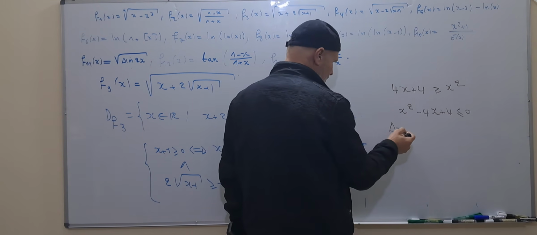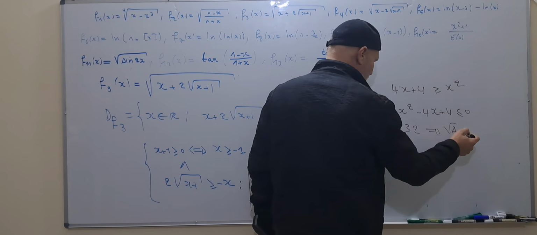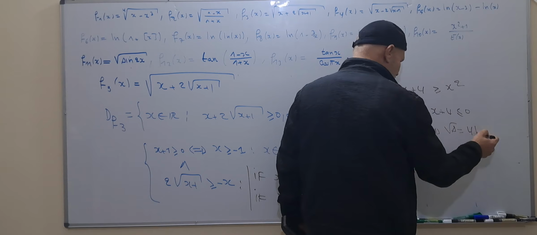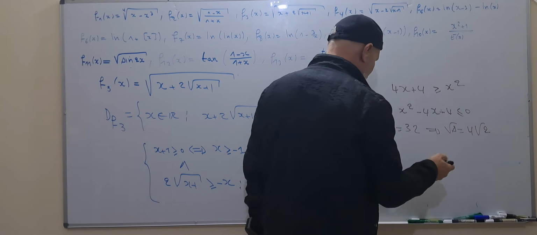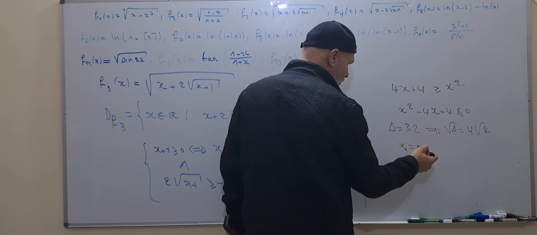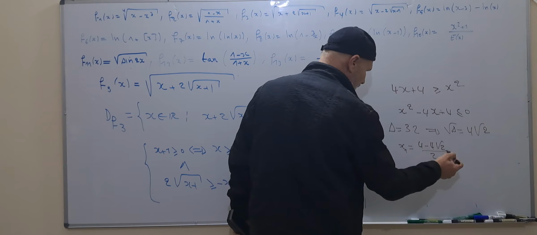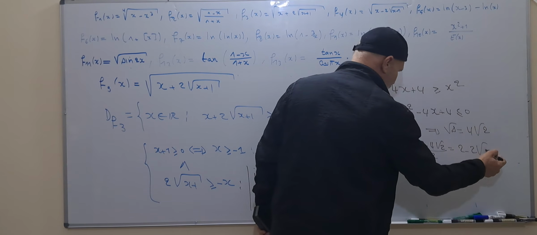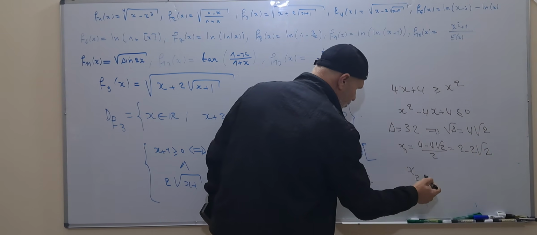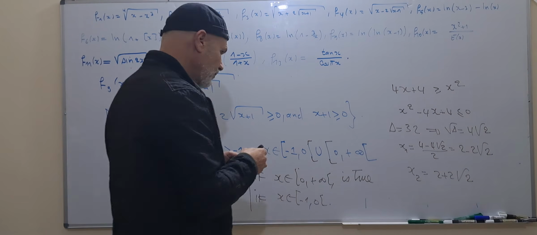Delta is 32. So the square root of delta is 4 square root of 2. We have two solutions. x1 is equal to 4 minus 4 square root of 2 divided by 2. This means 2 minus 2 square root of 2. And x2 is equal to 2 plus 2 square root of 2.